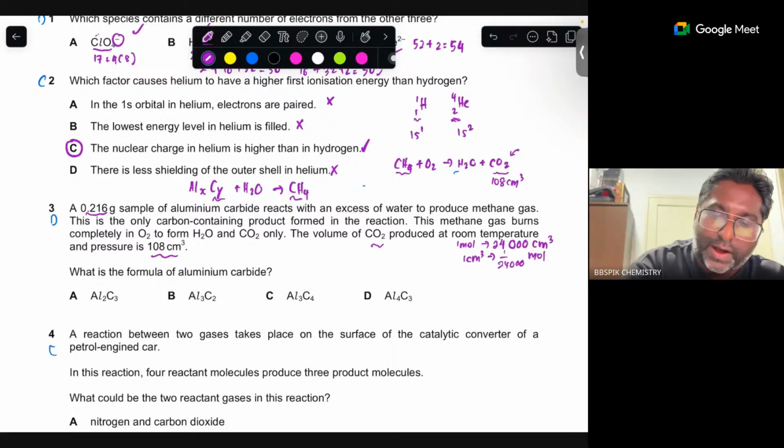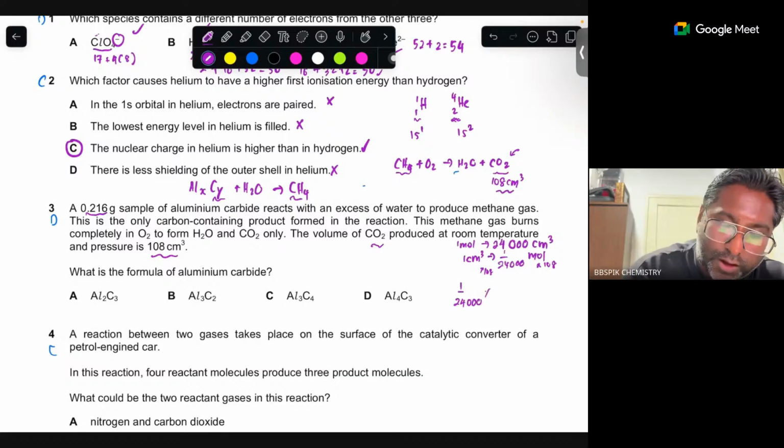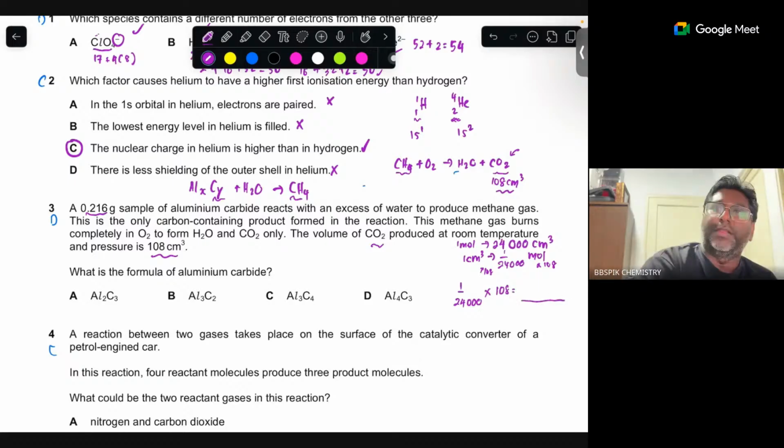So I want to find out for 108 cm cube. So I times by 108. So how many moles is that? 1 over 24,000 times 108. You will get this. So I want you guys to help me to calculate. Maybe ZE, can you help me to calculate and tell me the answer?